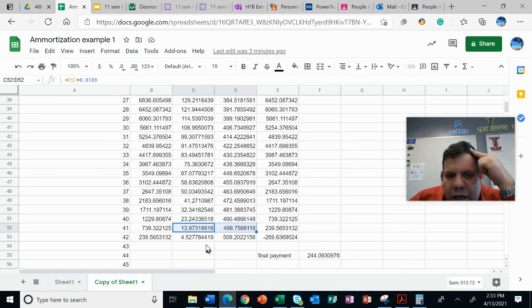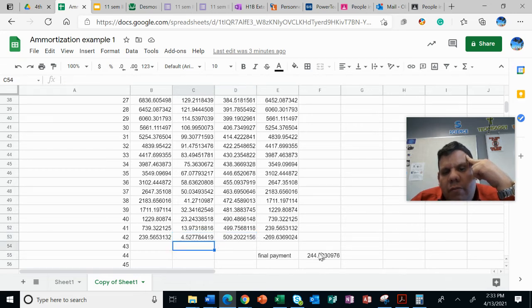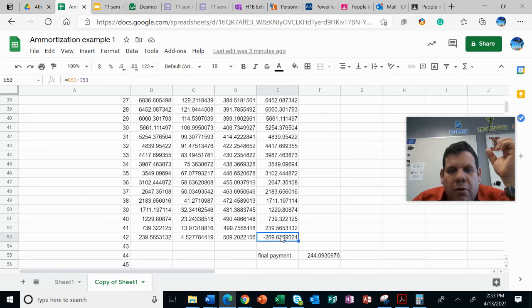When it changed a little bit, it's right here. Okay, it's almost the same. But the final payment will be 244 US dollars, because if we continue with that trend, in the last payment we will have some money in our favor. Okay, so this negative is good for us. So it's money that we actually gave in advance to the bank.